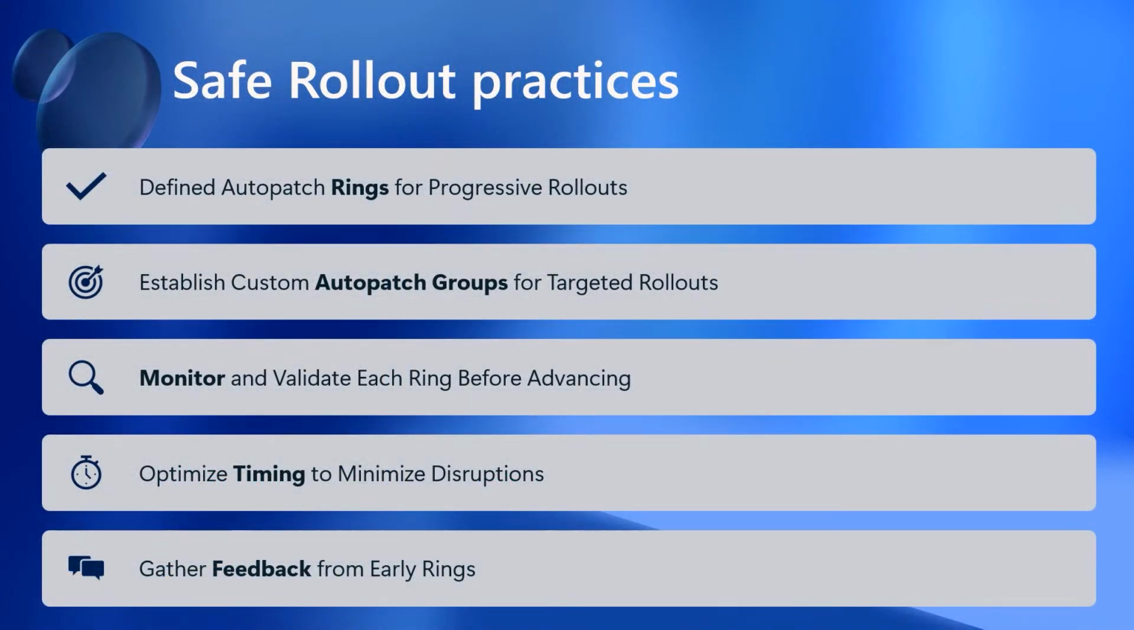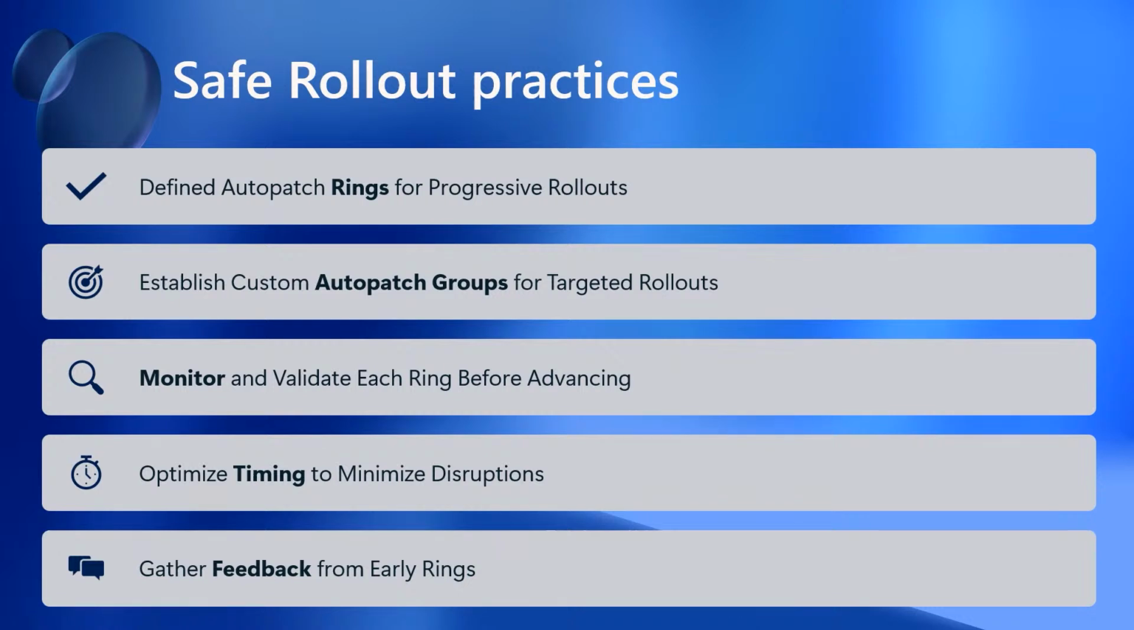Let's start with safe rollout practices. Autopatch safe rollout practices rely on a tiered approach to testing and deploying updates across groups and rings, minimizing potential disruptions while ensuring updates are delivered effectively. Here's a breakdown of the safe rollout practices with Autopatch groups and rings.